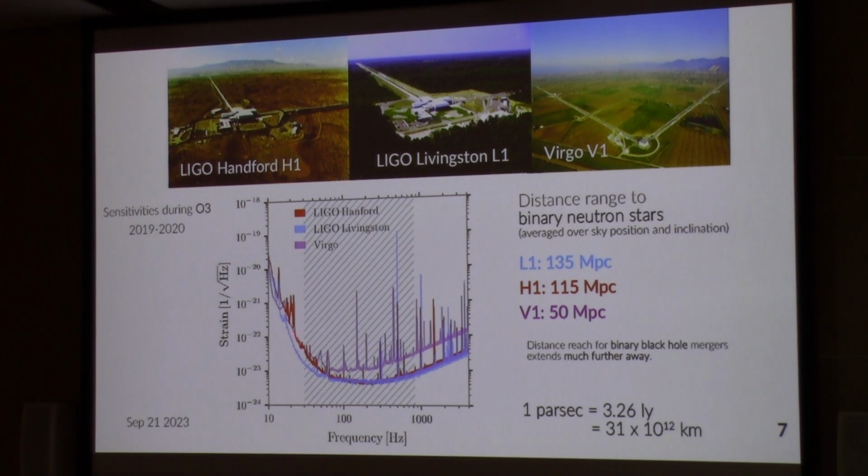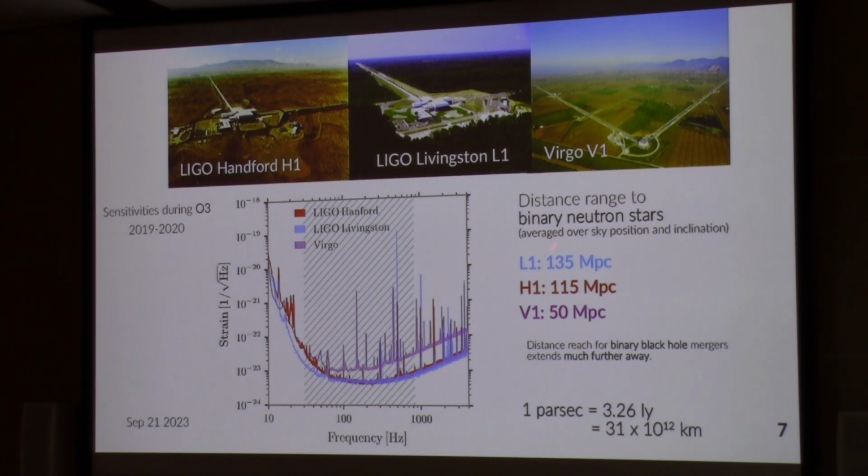It is limited here by seismic and control noises, at higher frequencies by shot noise, and in the middle by thermal noise. Thermal noise is the noise that comes from the thermal excitation of the atoms that compose the surface layer of the mirror. You can convert this sensitivity curve into an astrophysical measurement.